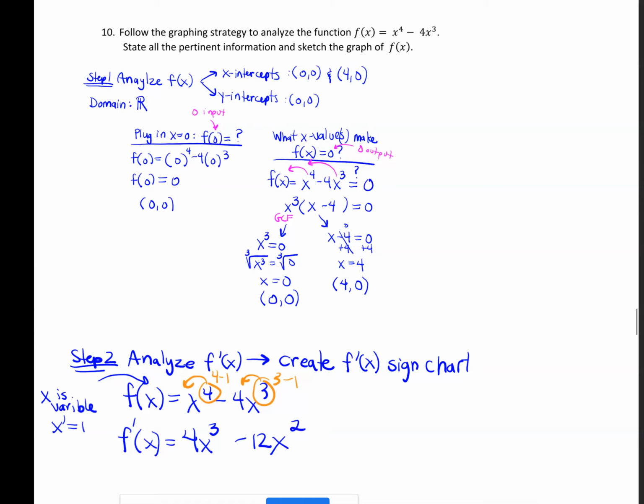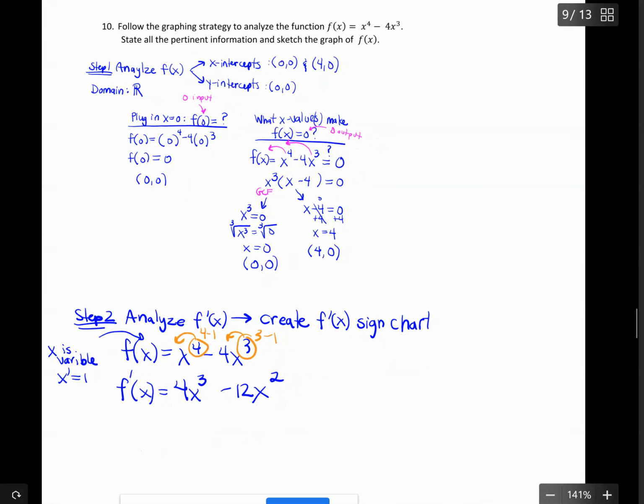You're probably able to see that the only way 4x squared can be 0 is if x squared equals 0. Technically, 4 is its own factor, but 4 can never be 0, right? So 4 doesn't really come into play. And the only way x squared can be 0 is if x is 0. So that's one of our partition numbers on our number line. And again, over here, the only way x minus 3 can be 0 is if x is 3. So I'm going to take those numbers and partition up my first derivative sign chart.